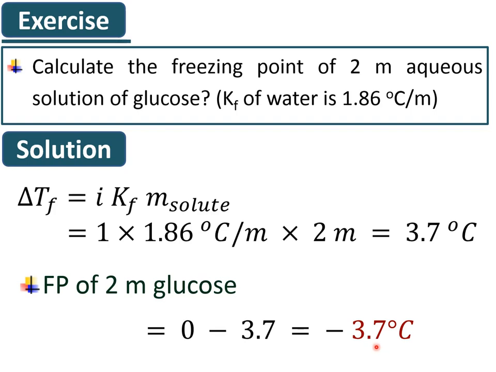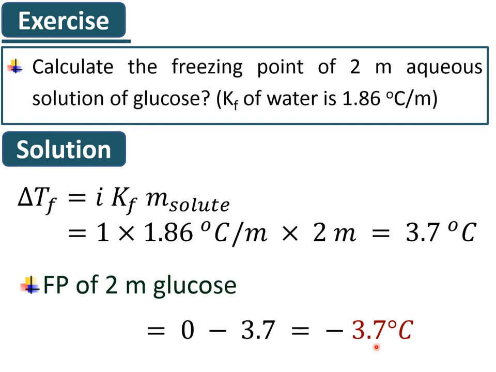The same thing that you are doing now, many people do in the exam. Okay? Sometimes I ask about the freezing point, and they say 3.7. They calculated delta TF and they substitute this value. This is not the new freezing point. You should subtract this difference from zero, which is the freezing point of water.